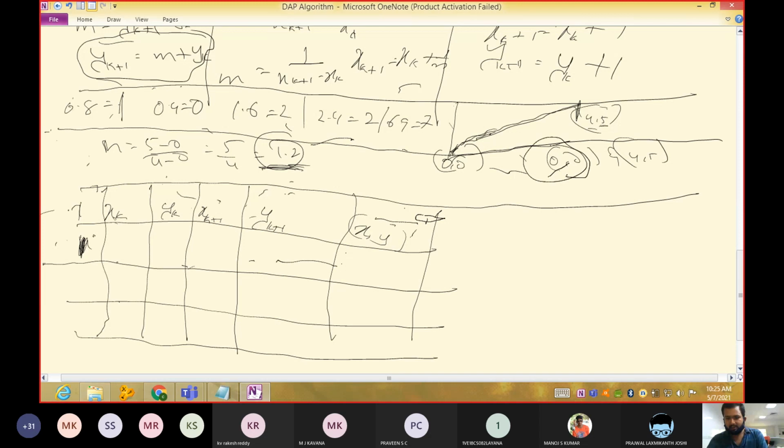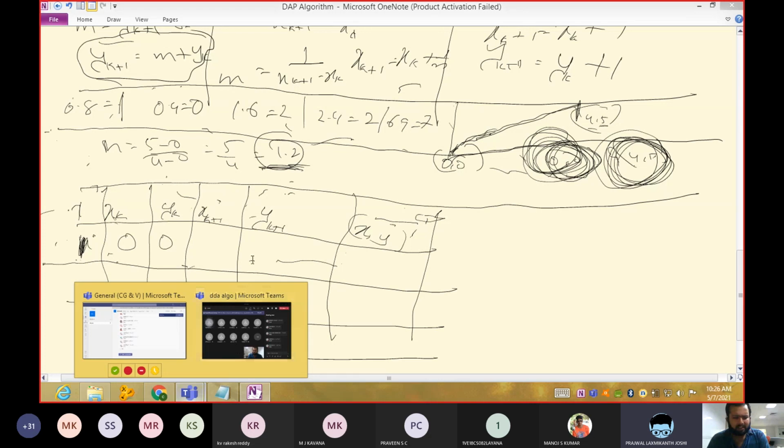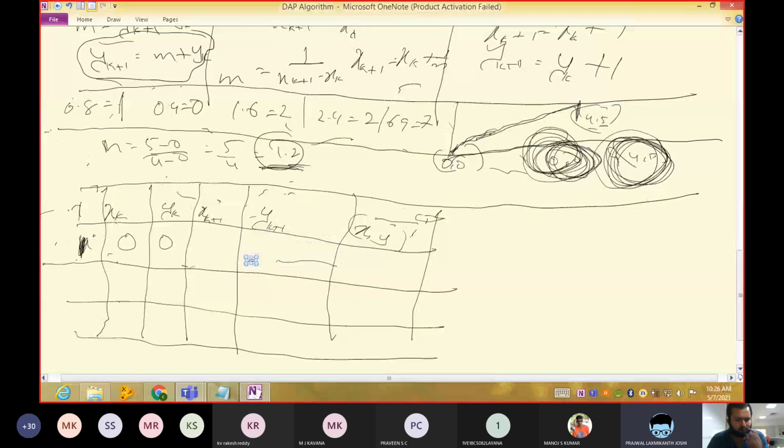See here, initially xk comma yk is 0, 0. Finally it is 4, 5, right? You find the slope. So this is your initial pixel value, 0, 0. So what is xk for you? 0. What is yk? 0. Now what is the slope? Is the slope greater than 0 or less than 0? Greater than 0. If the slope is greater than 0, does x move in unit intervals or y move in unit intervals? Y, sir. So y becomes 1.